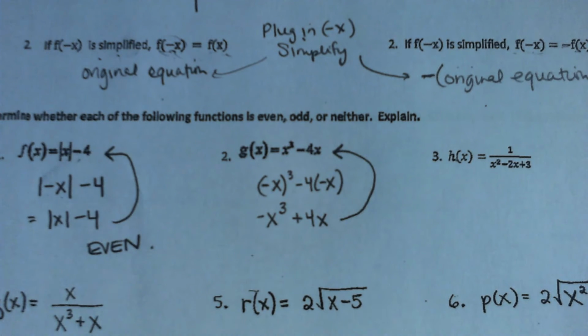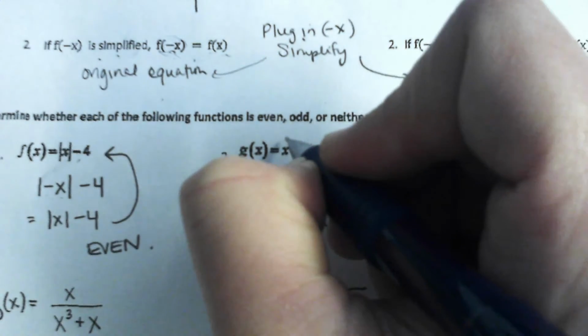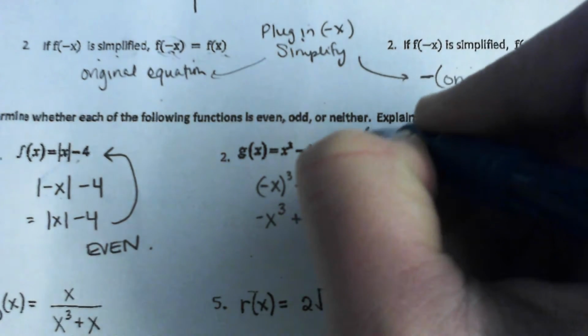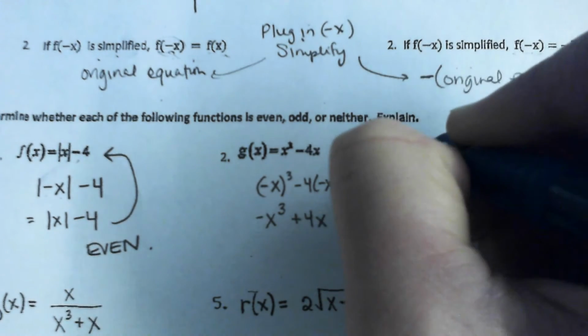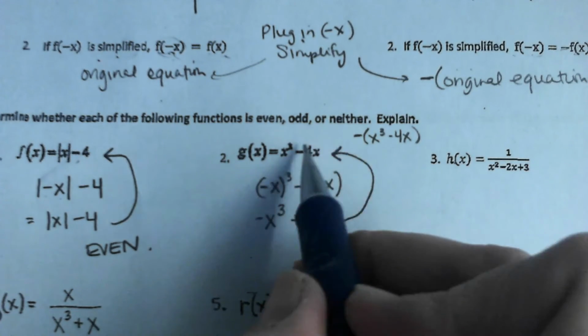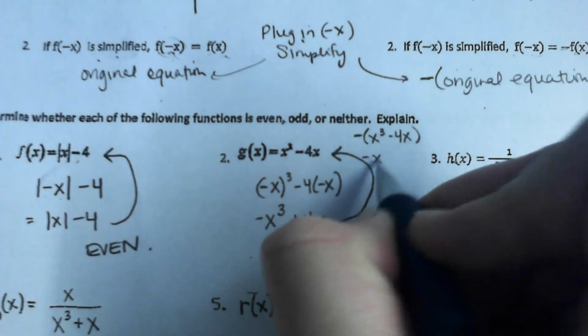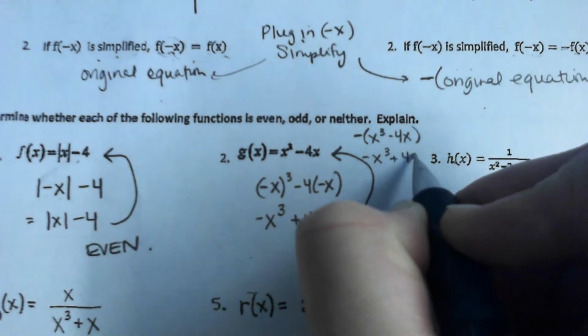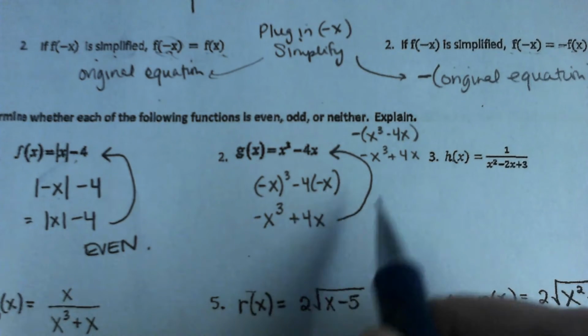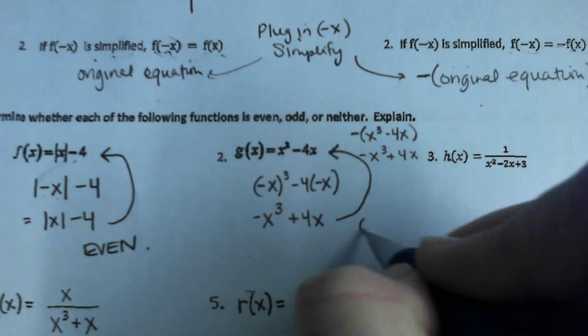A negated version of the original would be like putting a negative out in front. So if I were to put a negative out in front, the opposite version of the original, if I distribute that negative, should look like negative x cubed plus 4x. Is that what I have? Yes. So this is odd.